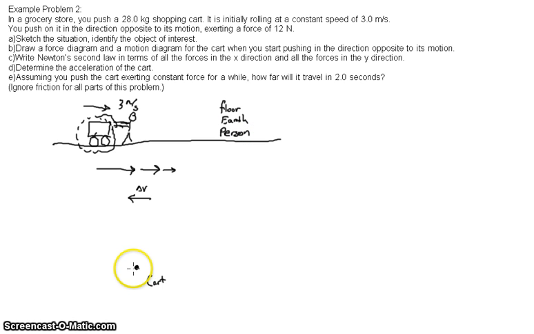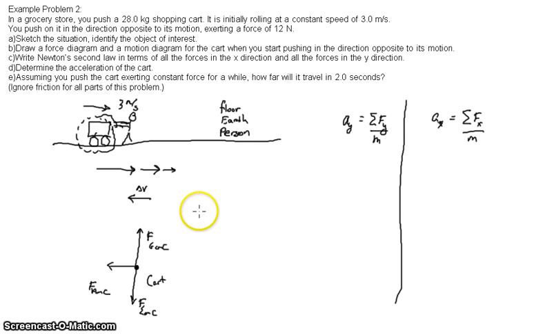So we're now going to draw a force diagram of the cart as the object. You have the force of the earth going down. You have the force of the ground pushing up. And you have the person pushing in the opposite direction of the motion. You can check your motion diagram with your force diagram because the unbalanced force should be in the same direction as the change in velocity arrow.